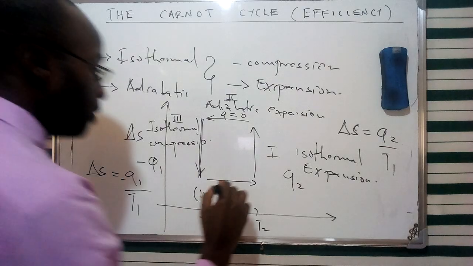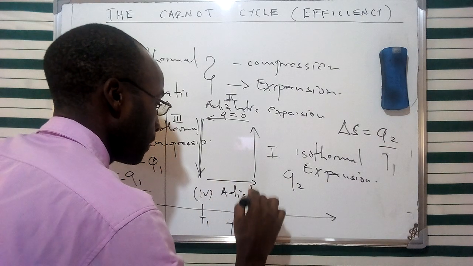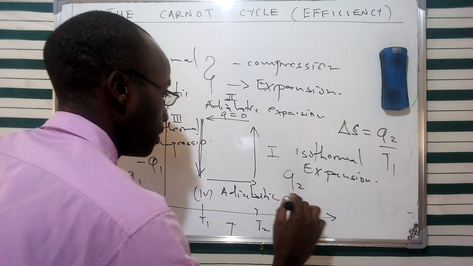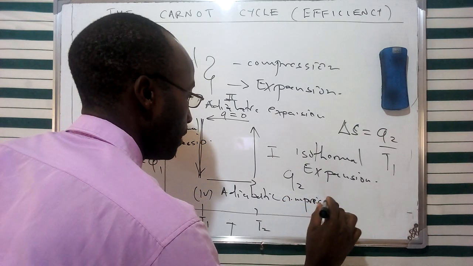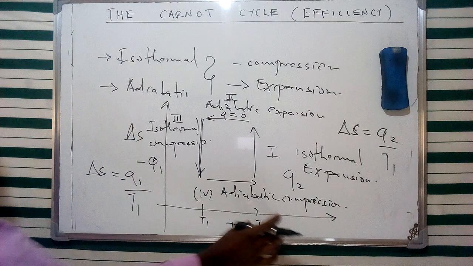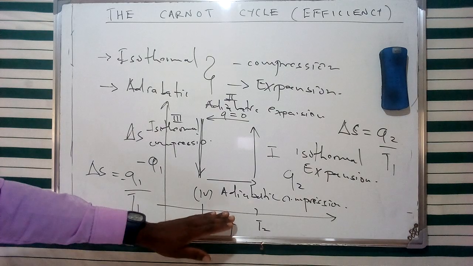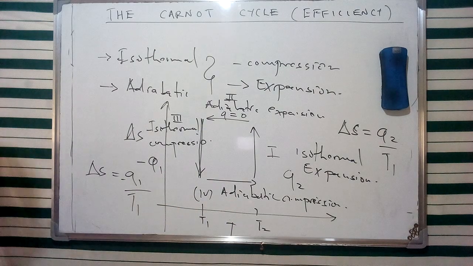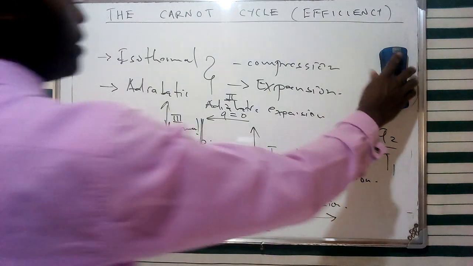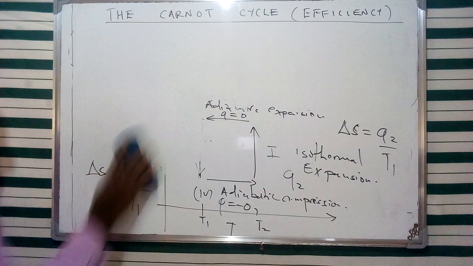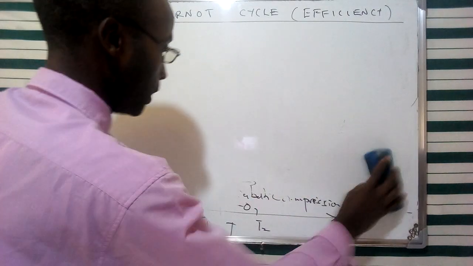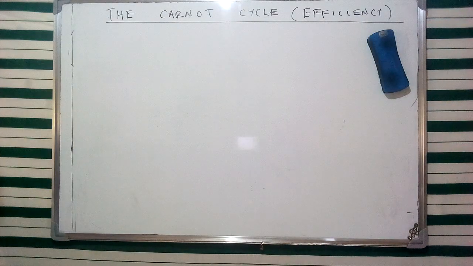And then lastly, we have adiabatic compression that results in the temperature returning to its initial starting point, and the entropy change of this system is 0, since the value for Q is also 0. So this constitutes what we refer to as the Carnot cycle. We're going to use the Carnot cycle to represent the concept of efficiency, which is our discussion in this video.